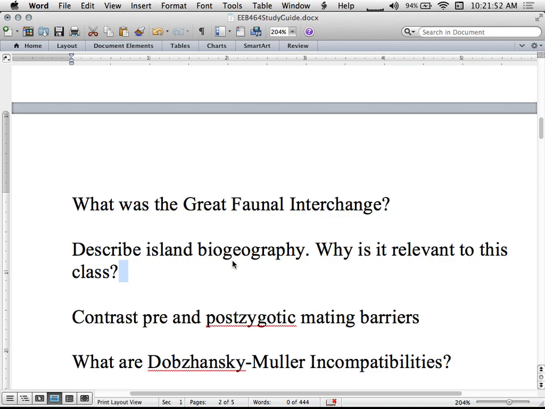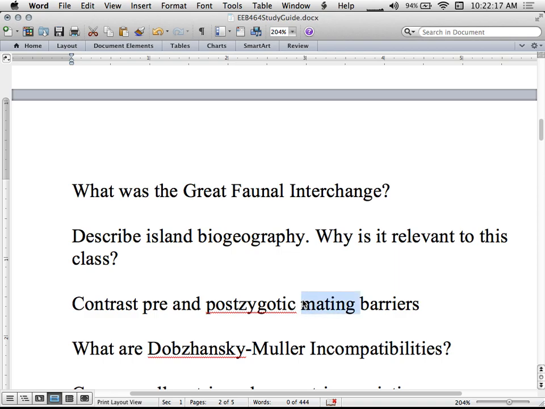Island biogeography. Relevance to the class. A few questions I've written are about relevance to the class. Island biogeography is important for thinking about invasive species coming to islands, how many species you can pack on an island, that sort of thing. But in this class, we're thinking about macroevolutionary implications. So, things on a deep time scale that involve multiple species.